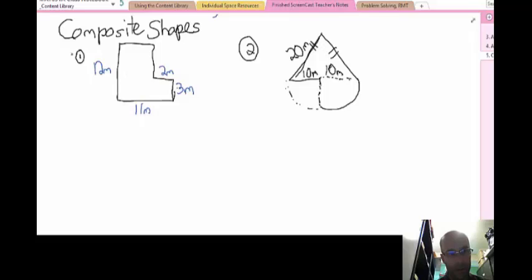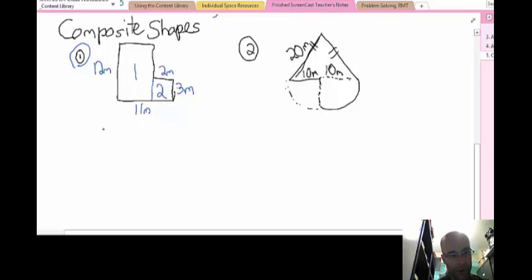Shape number one. Okay, there's two ways of looking at this shape. Let's look at it as one shape plus another shape. So if we observe here that if we put a little dotted line straight down, we have 2 rectangles.